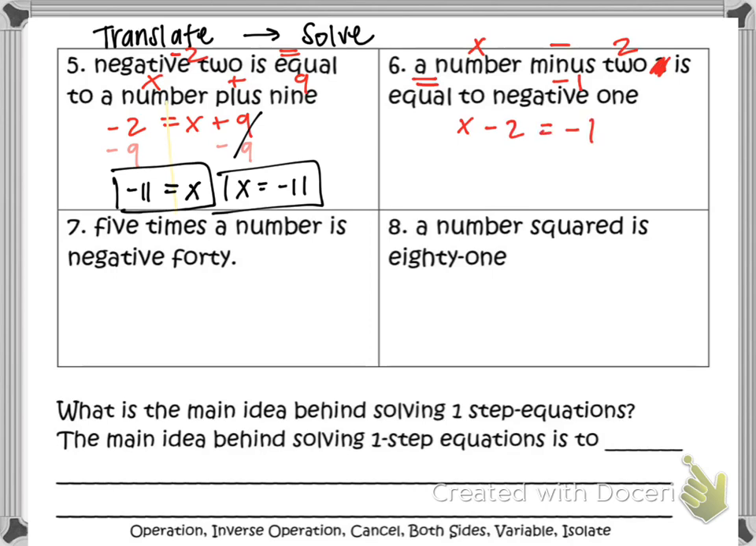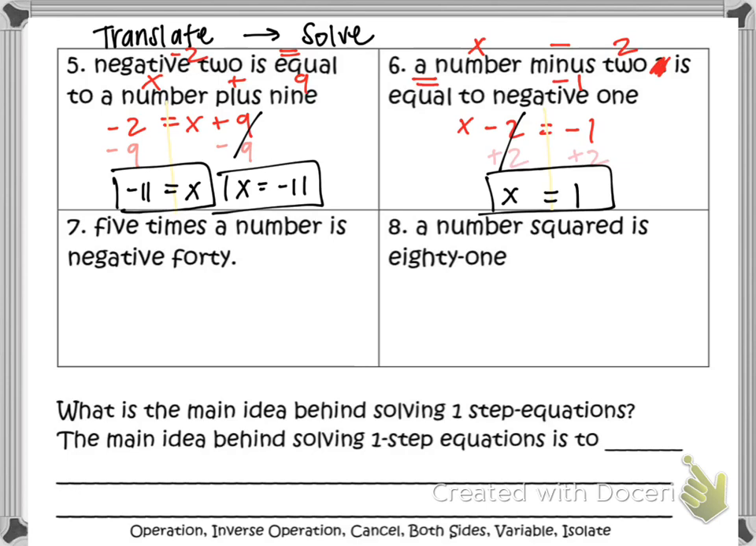To solve this, here's my line down the middle. I see that there's x minus 2. To get x by itself, I need to do the opposite of subtraction, which is addition. Oops, why did I put 9? I meant to put a 2, so plus 2. Whatever I do to one side, do to the other. So on the left side, the -2 and positive 2 cancel. I'm left with x. And then -1 plus 2 gives me 1.